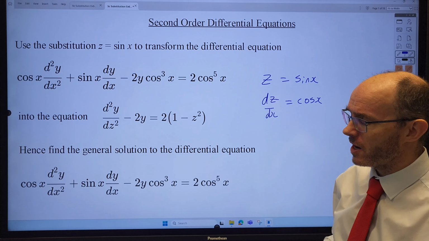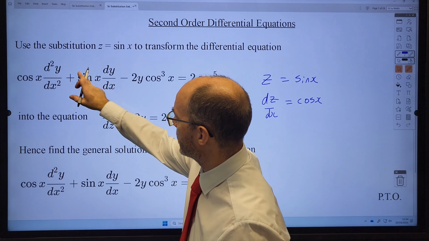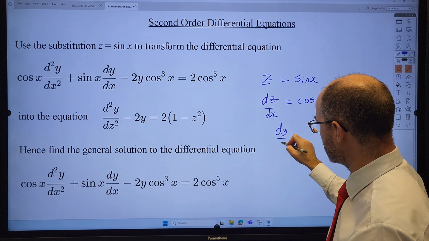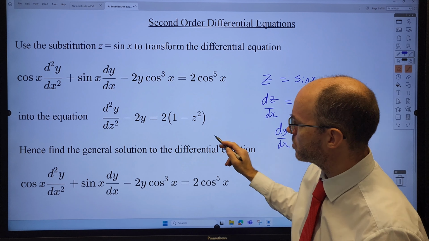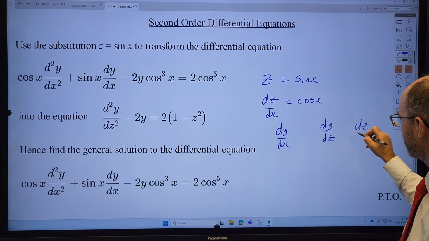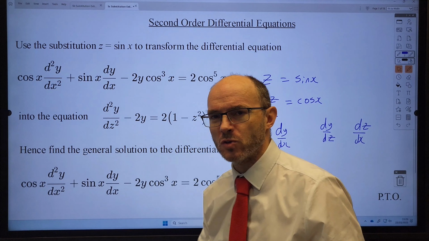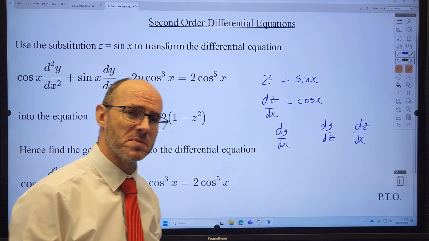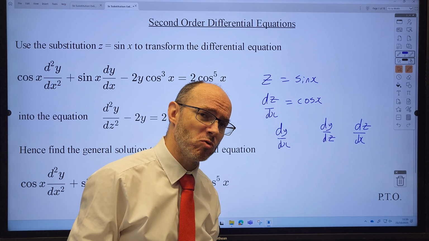Now, let's consider our differential equations. This one is in terms of dy dx, so I'll write that down, dy dx. And the one we've got to transform it into is in terms of dy dz. And I've just got an expression there for dz dx. So the challenge is to find a way of including all 3 of these derivative terms, and we have to use the chain rule to do that.